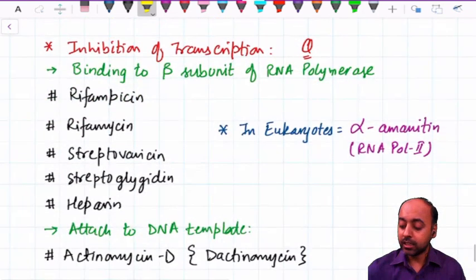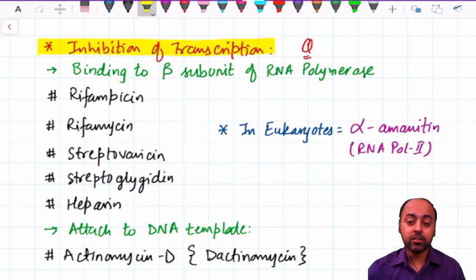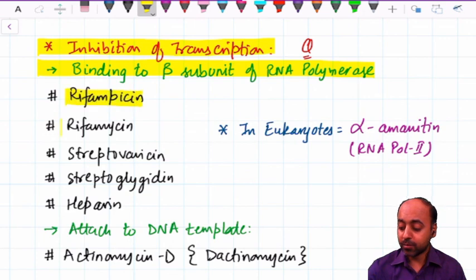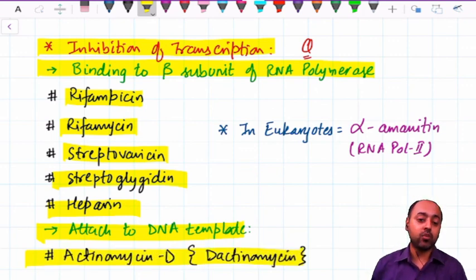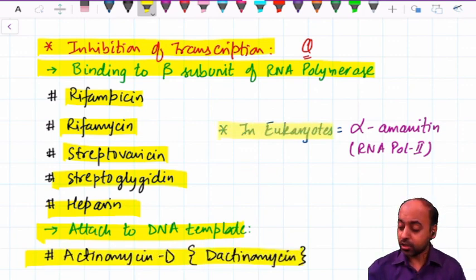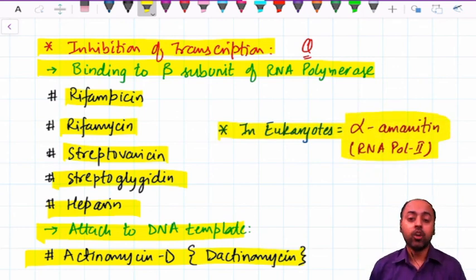Lastly, we said the inhibition of transcription primarily occurs in the prokaryotes. Here there are two mechanisms. One is that the inhibitor will bind to the beta subunit of the RNA polymerase. Examples include rifampicin, rifamycin, streptovaricin, streptoglycidin, and heparin. Another mechanism is preventing the polymerase from attaching to the DNA, so the molecule will attach to the DNA template. Example is dactinomycin or actinomycin D. In eukaryotes, one example of an inhibitor of RNA polymerase is the alpha amanitin obtained from the mushroom Amanita phalloides.